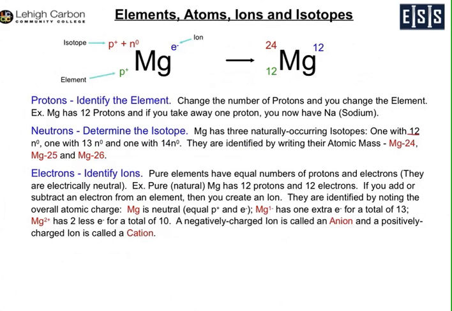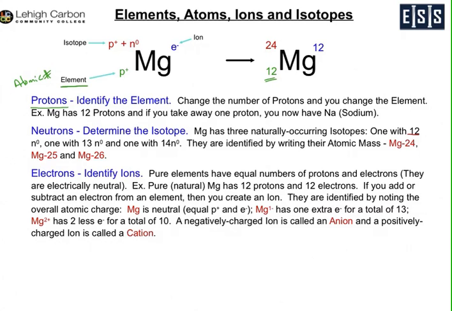Only now you'll notice over here I have the word element. Remember before we said this was the atomic number. I'll use that sign there for number. The atomic number. Here I say element. The reason I put the word element there is if you change the number of protons in an atom, you have now changed the element. So protons identify the element.